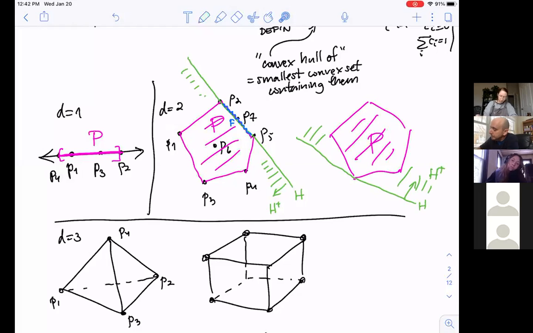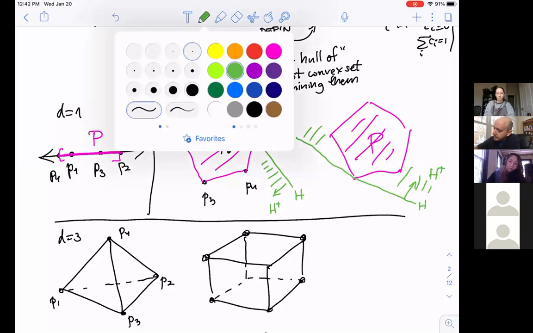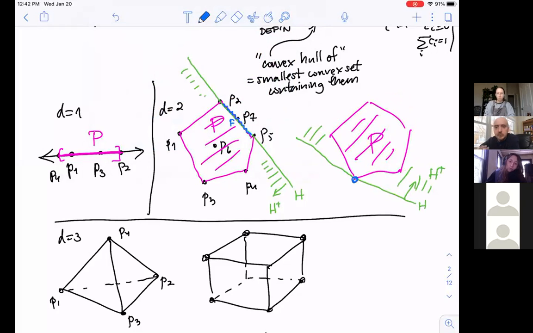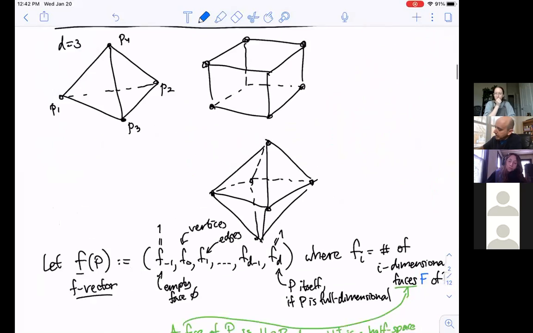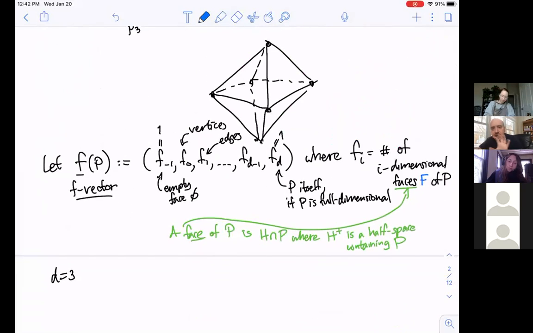So that one contains P inside the H plus, but when I intersect with the H, I just get this face F, which is a vertex, which is a 0-dimensional face. Okay? So I'm just trying to be precise. What do I mean by faces? And I hope you know what I mean by dimension of a face, but I'll say it, but I won't write it down here. We'll come back to it later.